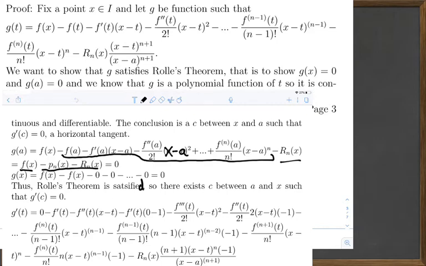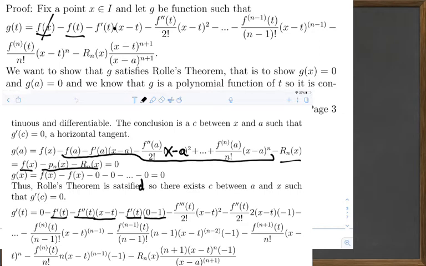So we're going to take the derivative with respect to x. The derivative of f of x would be 0. The derivative of f of t would be f prime of t. Then the derivative of f prime of t times x minus t, so that's a product. So the derivative of f prime of t will be f double prime of t times x minus t, and then f prime of t times the derivative of x minus t. That's your product rule. The derivative of x minus t with respect to t will be 0 minus 1.